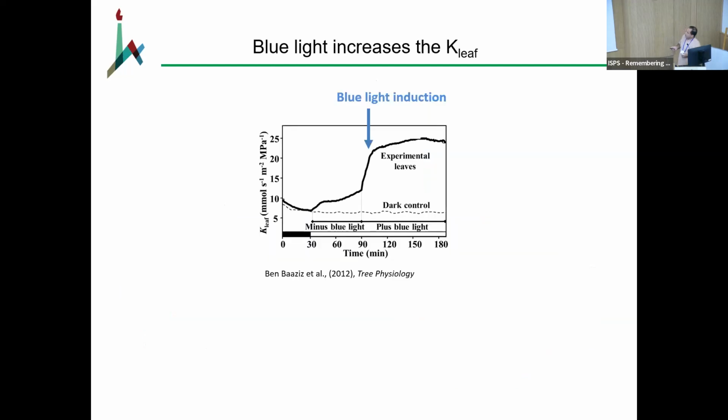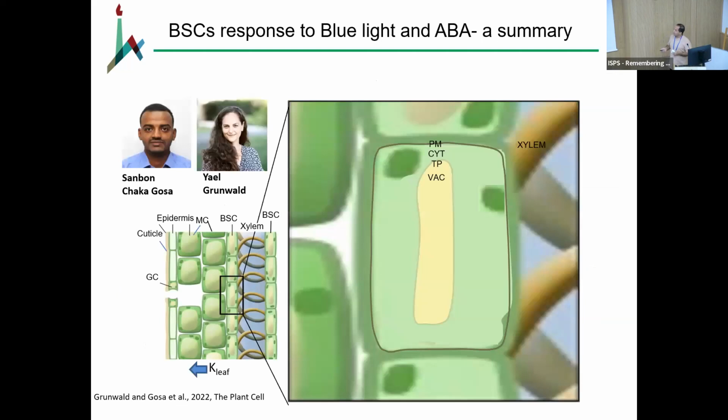Now, we also know that under blue light, there are many papers, I just brought one, blue light dramatically and very fast shifts the hydraulic conductance of plants, right? So we thought, maybe this is the same signal transduction pathway starting from the HOT genes. And Sanbon, Gorsa, and Yael worked together on this question. We found all the genes they are expressing.